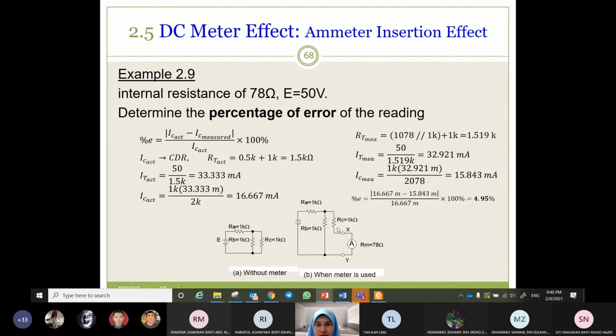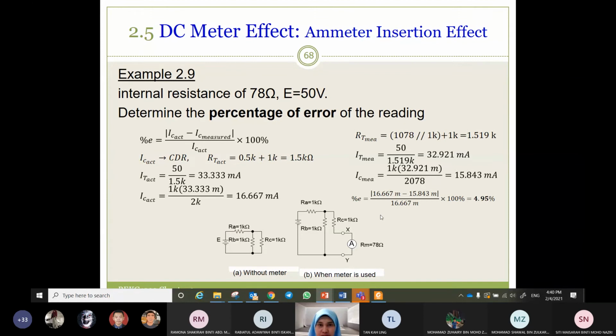Now we want to find the IRC. We put the neighboring R, it is 1K, 1K multiplied by the new current source, 32 milli, divided by the summation of R that is connected in parallel. It is 1K plus 1K plus 78. We do not need to add this RA. Okay, and we get this.